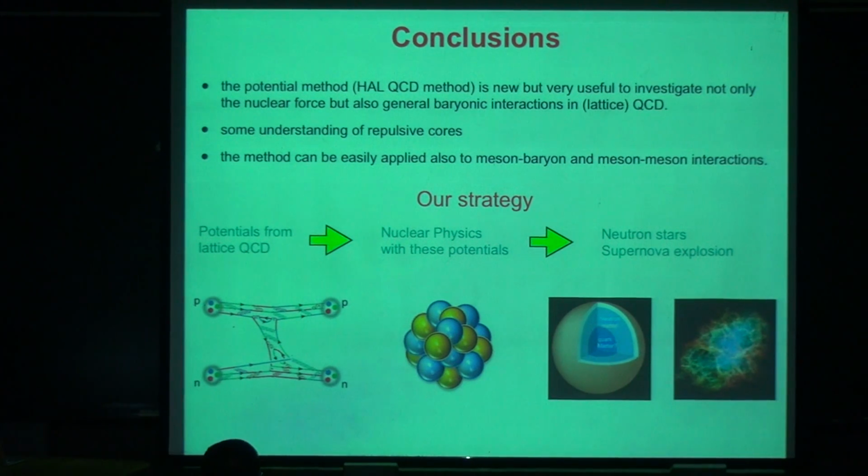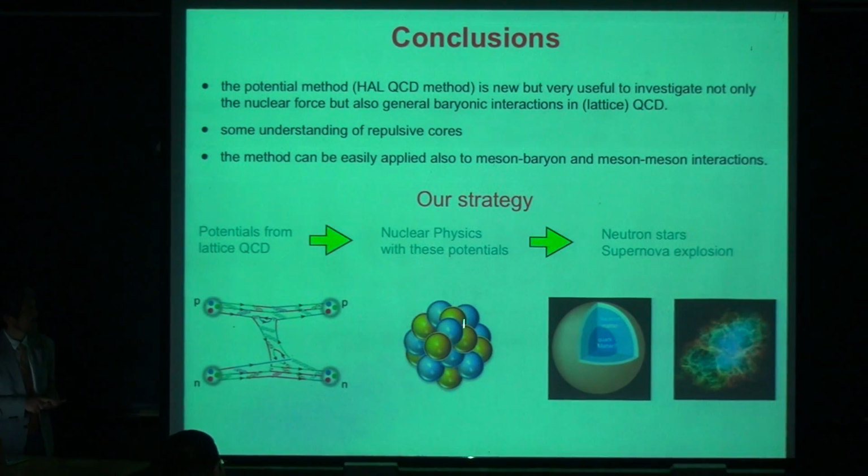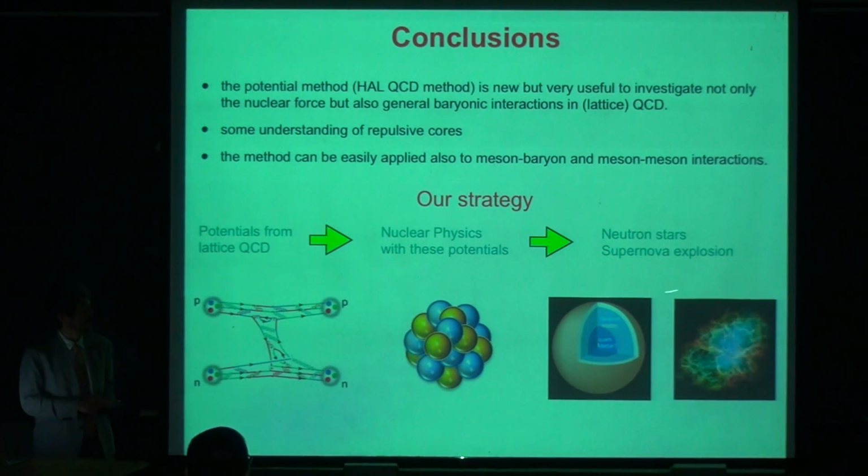And our general strategy is the following. We calculate the potential. A general strategy for nuclear physics from QCD is the following. We calculate some interaction, the two-body interaction, from lattice QCD like this. So we get a potential. And using this potential, we consider the Schrödinger equation with the many-body problem. Then we can calculate nuclear physics with this potential. And from this calculation, we can investigate properties of neutron stars or supernovae.